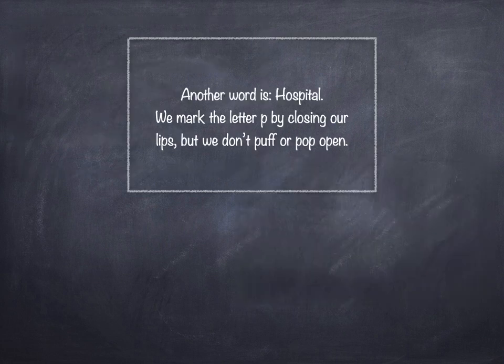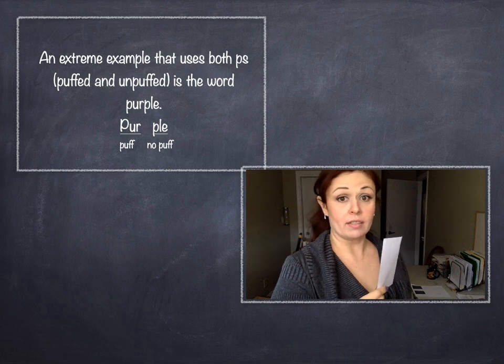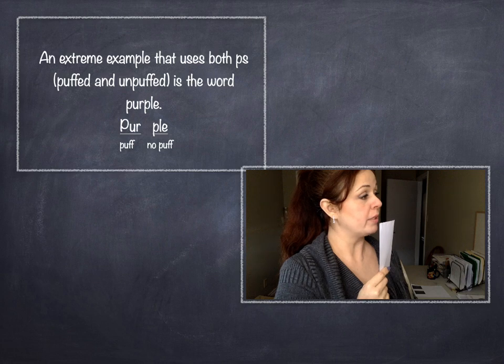Another word is hospital. We mark the letter P by closing our lips, but we don't puff or pop open. An extreme example that uses both P's, puffed and unpuffed, is the word purple. Purple. Let's check. Purple.